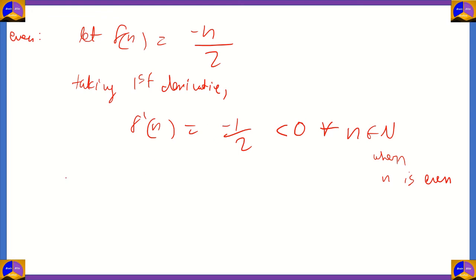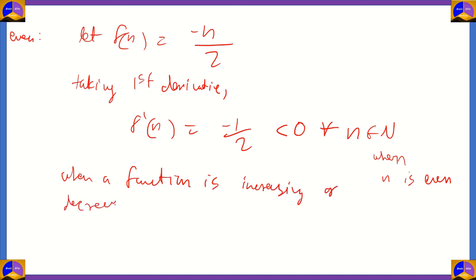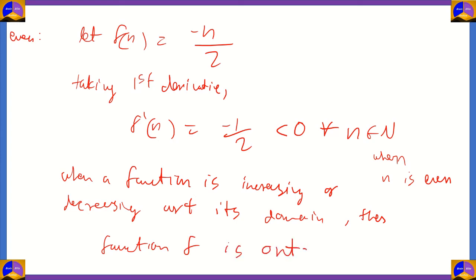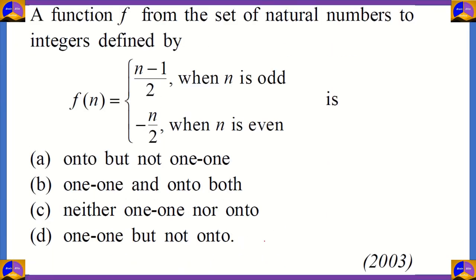So therefore, when a function is increasing or decreasing with respect to its domain, then the function f is onto. So therefore, now we've proved that the function f is both one-one and onto. So therefore, option B, one-one and onto both, is the right option.